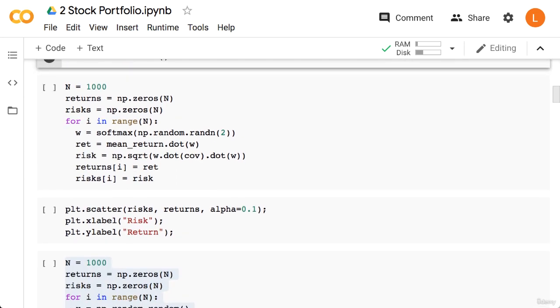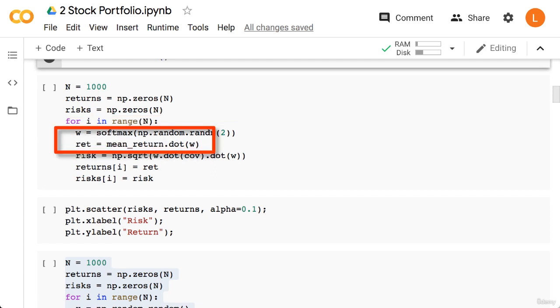Okay, so next, we're going to generate a bunch of random portfolios, calculate their expected return and risk, and then plot them in the next block. So let's start by setting n equals 1,000 portfolios. Next, let's create empty arrays to store our returns and our risks. Next, we enter a loop that goes for n steps. Inside the loop, we generate two numbers from the standard normal, and then pass them into the softmax. This gives us w, which is properly normalized to sum to 1.